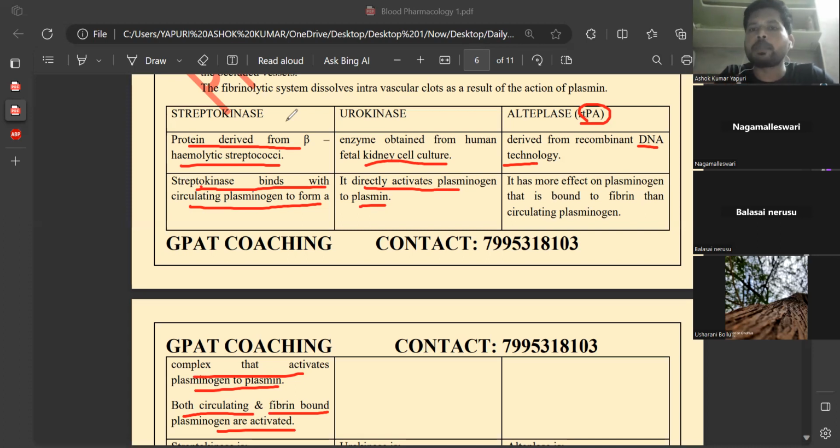And when coming to alteplase, the rDNA product, it has more effect on plasminogen that is bound to fibrin than on circulating plasminogen.